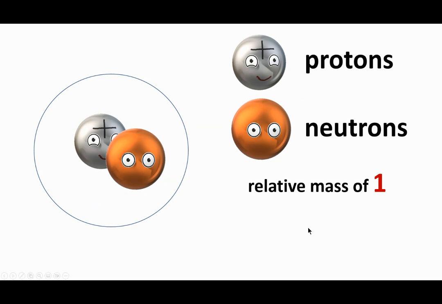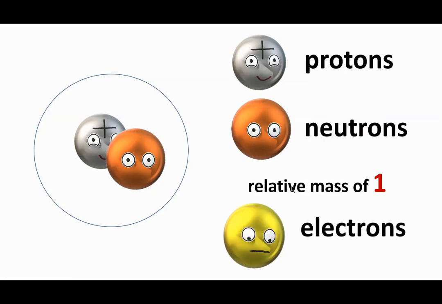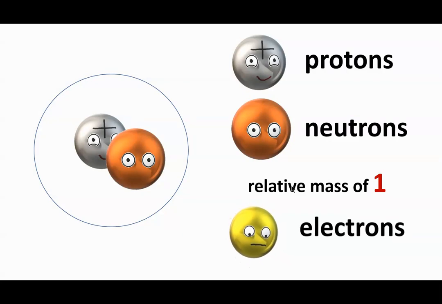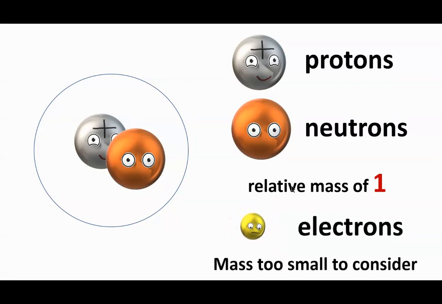Now, the mass number, why is it called the mass number? It's because protons and neutrons each have a relative mass of 1 because they are similar in size and mass. We do have electrons, not in the nucleus, but they are very, very small, and so the mass is just too small to consider.